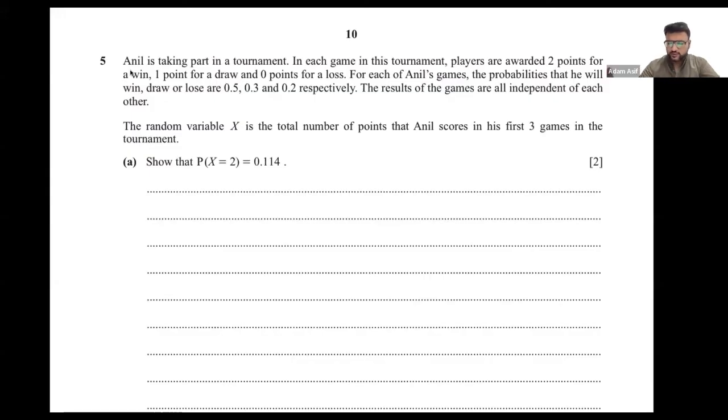Okay, what is X over here? X represents the total number of the points that Anil scored. Now, if you understand the tournament, in each game he's awarded 2 points for a win, 1 point for a draw, and 0 points for a loss. And their respective probabilities are given over here. Now the question says, find the probability that his score is 2. Now he's playing how many games? 3. And we want a score of 2. How is that possible? If he wins 1 and loses 2, will he get a score of 2? What's the other option? 2 draws and 1 loss. Okay, these are the 2 possibilities.